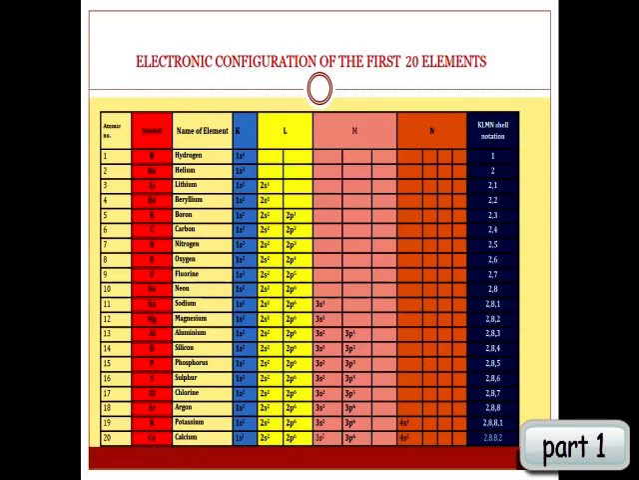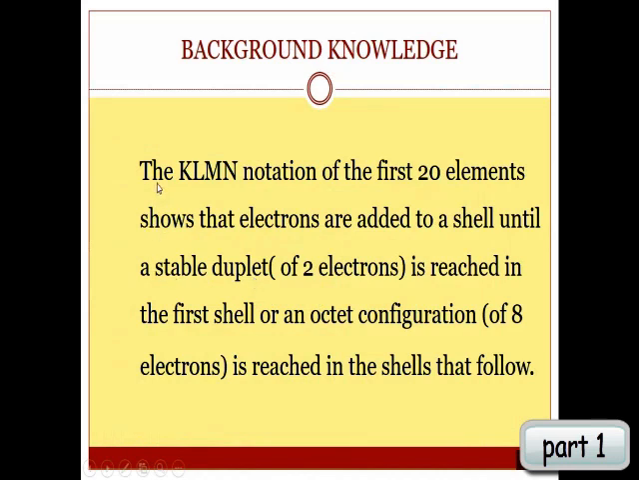Now, what you notice is that the KLMN notation of the first 20 elements shows that electrons are added to a shell until a stable duplet of 2 electrons is reached in the first shell, or an octet configuration of 8 electrons is reached in the shells that follow.